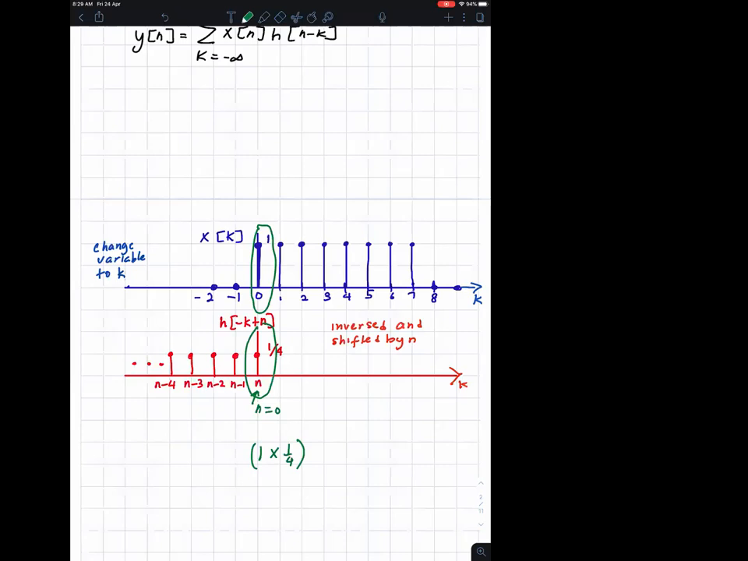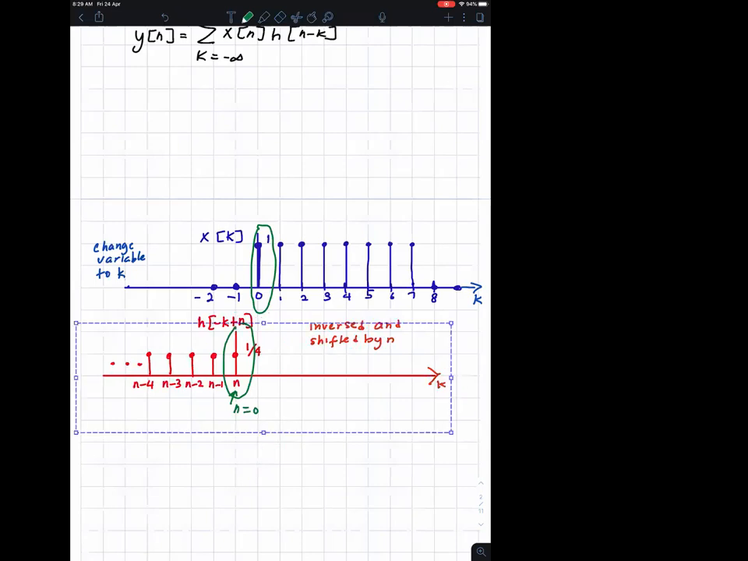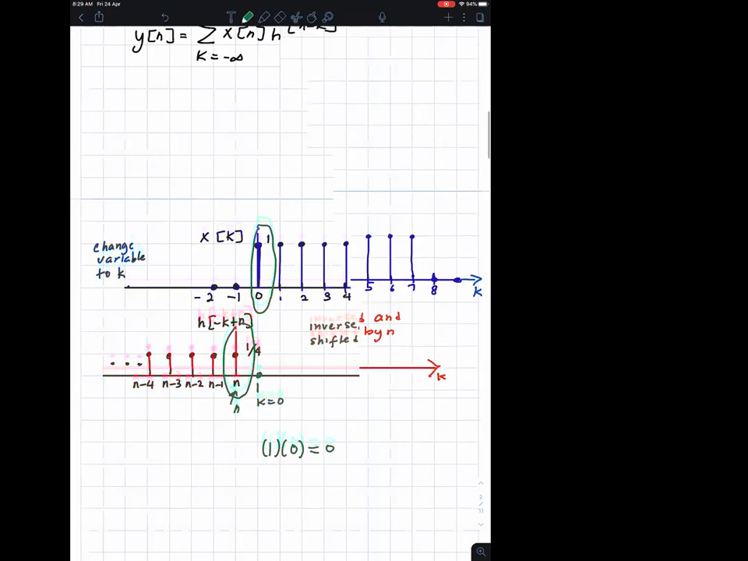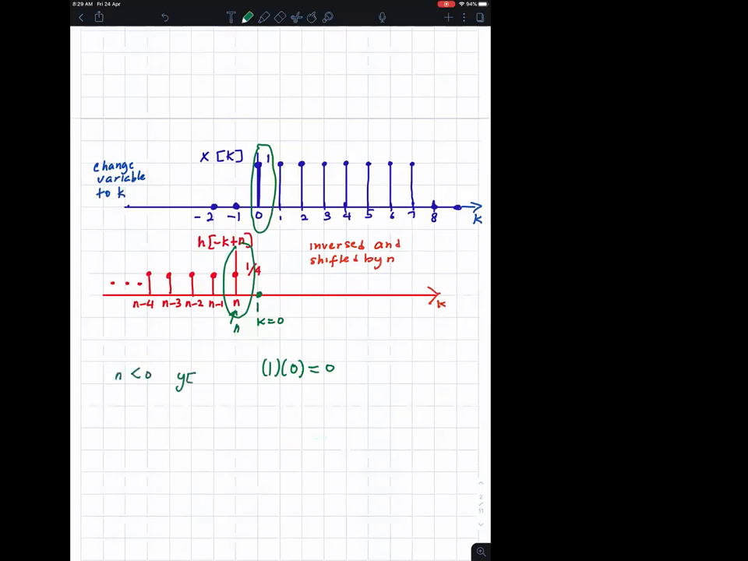But when it is not overlapped, when k equals 0, you have zeros. There's nothing here, 0, but you have a signal of 1 there. So 1 times 0 is 0. That means when n is less than 0, the output y[n] is equal to 0.